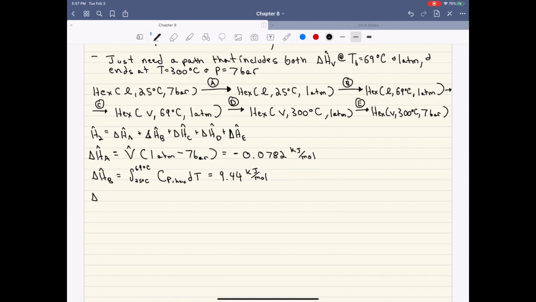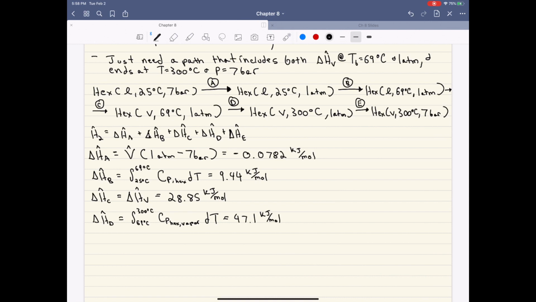For step C, this is where we actually change from the liquid to the vapor. And since we're at the conditions that are coincident with the tabulated conditions in table B1, we could just take that HV value, right? And so that's going to be 28.85 kilojoules per mole. For step D, now that we've changed to the vapor, we're going to heat it from 69 degrees C up to the final 300 degrees C. Alright, so this is hexane vapor, I'll put that for emphasis. If you look up the heat capacity constants from the back of the book and do the integral, you should get a value of 47.1 kilojoules per mole.